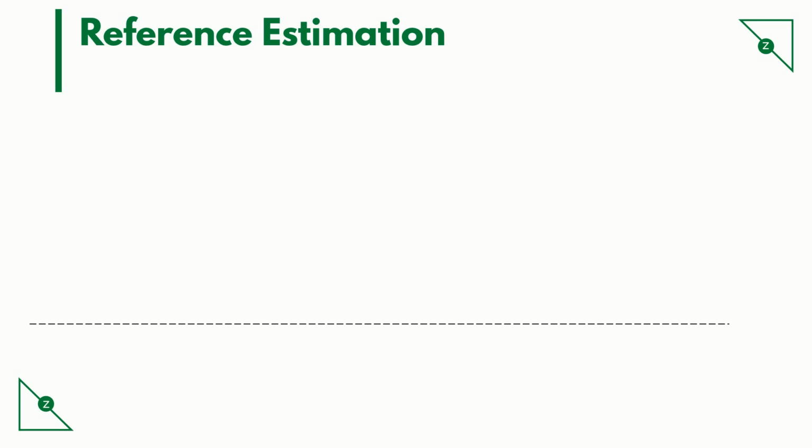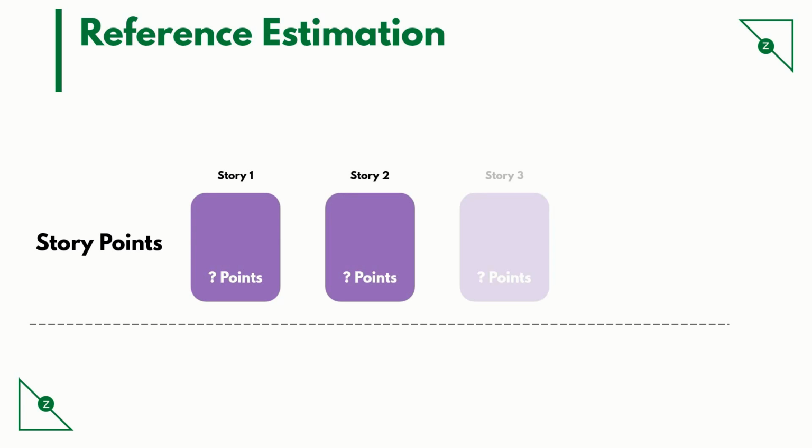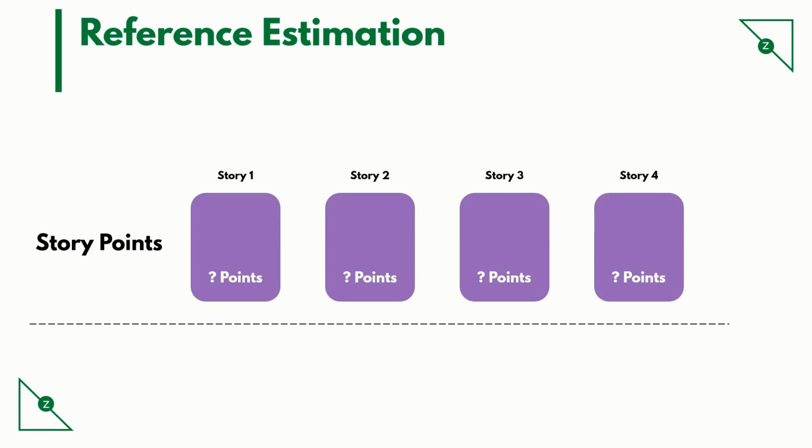Story points are reference-based estimation, also known as relative estimation. How is that done? Let's consider 4 stories that we are trying to estimate. The ideal way would be to identify the story that is least complex. In this case, it is story 3. We assign 1 story point to that particular story.